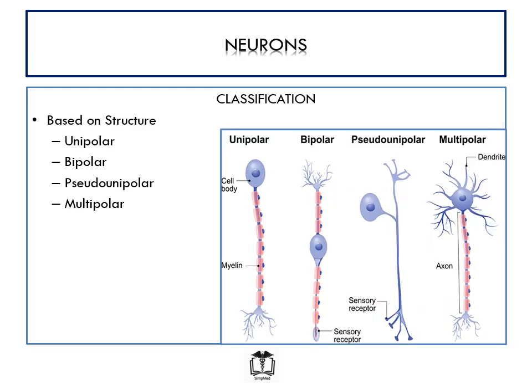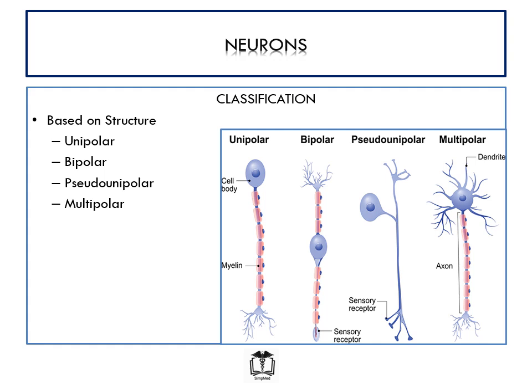Let's start with the classification based on structure. We have the unipolar, bipolar, pseudo-unipolar, and multipolar neurons. So this usually talks about the different forms of processes that emerge from the cell body. Remember that a typical neuron has two major forms of processes.